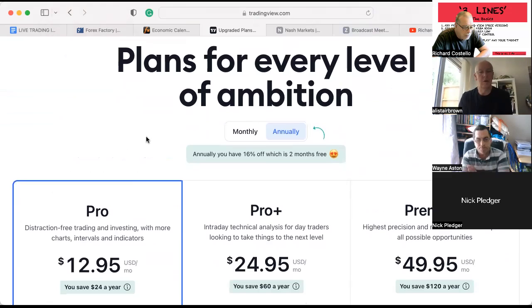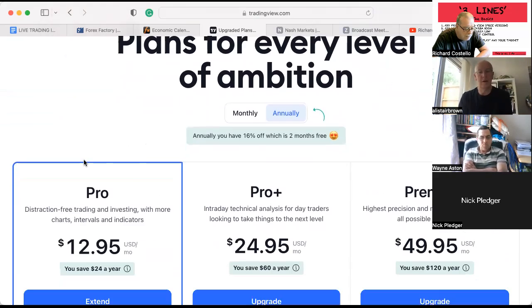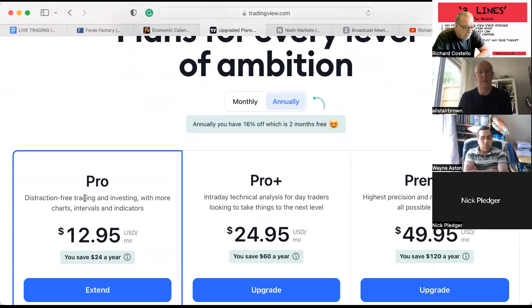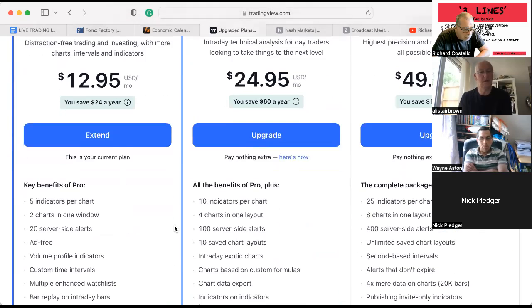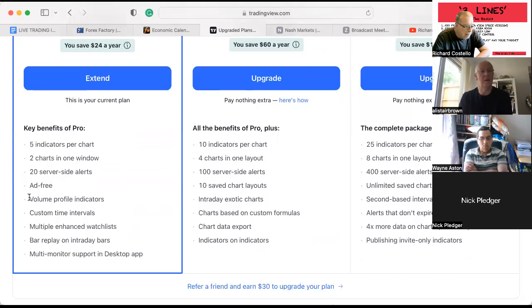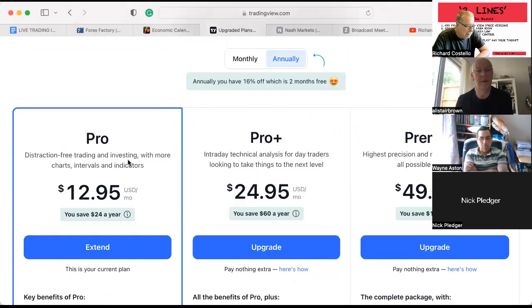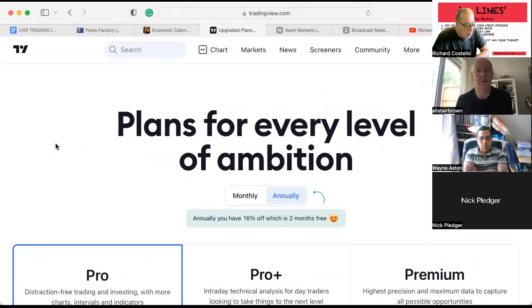So there are three plans. You've got the free version, which obviously costs you nothing. You've got the Pro plan, the Pro Plus, and then the Premium. You've got the prices. But the interesting thing is, it compares here what you get with each plan, and basically the difference is that you get more alerts and more indicators the further you go up that ladder. But with the free version of TradingView, you get sufficient to get you started, get you going.